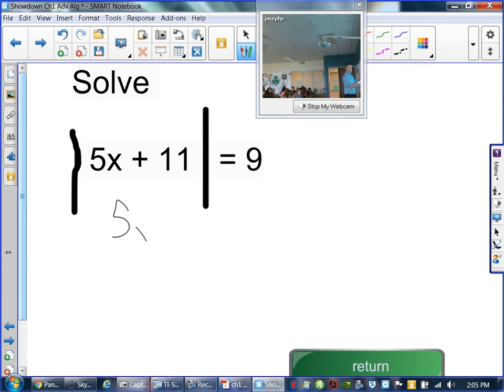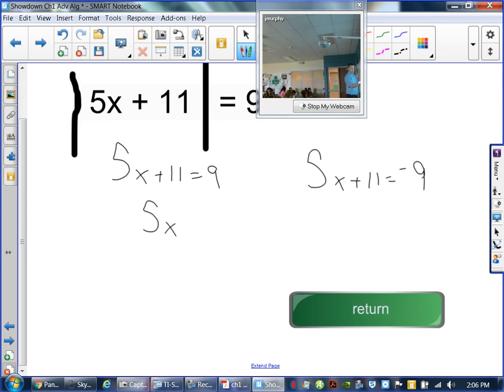So it's going to be 5x plus 11 is 9, or 5x plus 11 is negative 9. That's where you're heading with the up or down of 9. All it means is that the absolute value, the distance from 0, has to wind up equaling 9, which means it could be on either side of 0. Then you just work your way through a 2-step equation. Subtract 11, what do you get? Negative 2. And then x is negative 2/5.